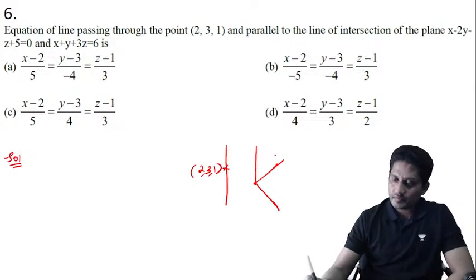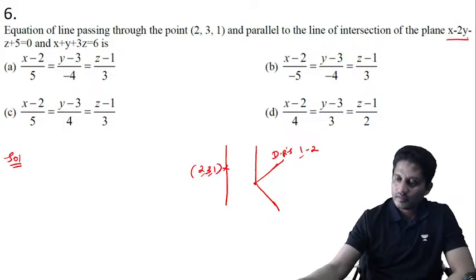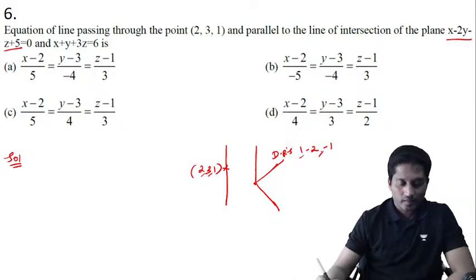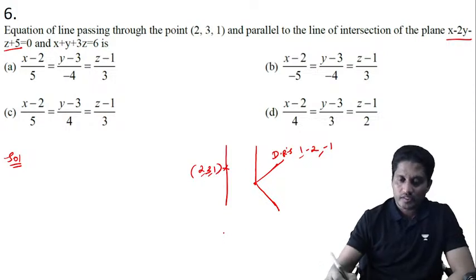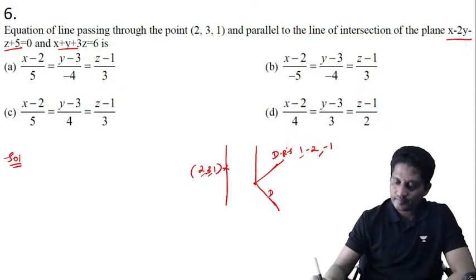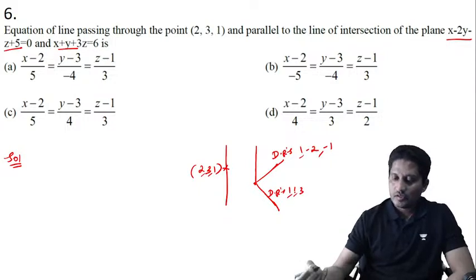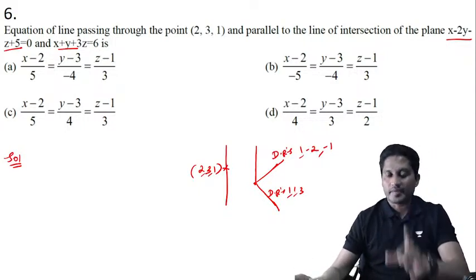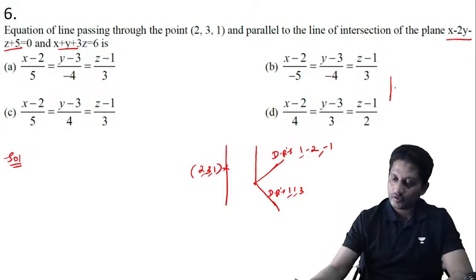Okay, now the DRs of this plane. DRs normal to the first plane is 1, minus 2, minus 1. DRs of this is equal to 1, 1 and 3. Now if I find the DRs of the normal, this will be equal to components of i, j, k.